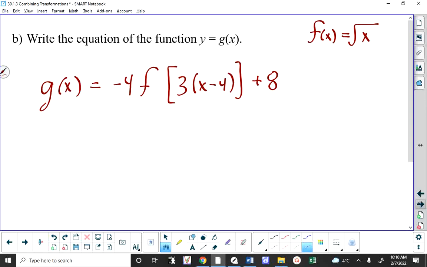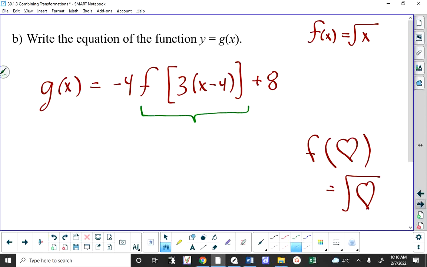If I said f of x is root x, and then I said, what is f of hearts? Well, it would be root hearts. F of x is root x, f of 3 is root 3, f of hearts is root hearts. So this is root 3 times x minus 4. It's the b times the x minus h which goes in for x, because it's f of b times x minus h.